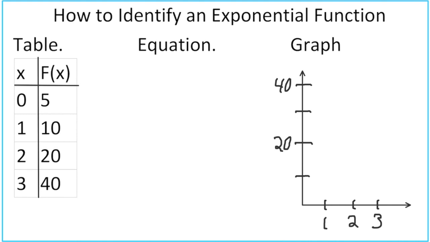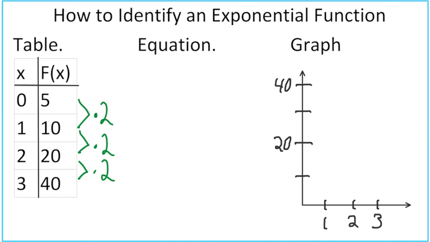So how do we get from 5 to 10? You could go plus 5, but then 10 plus 5 is not 20. So what's happening here instead is to get from 5 to 10, we're going times 2. To get from 10 to 20, we're going times 2, and that is the pattern. So when you have repeated multiplication of the same value, that's exponential.